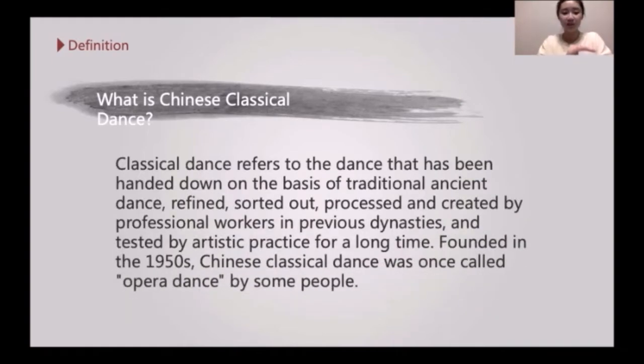So the definition here. Classical dance refers to dance that has been handed down on the basis of traditional Asian dance, refined, sorted out, processed, and created by professional workers in previous dynasties, and tested by artistic practice for a long time. Founded in the 1950s, Chinese classical dance was once called opera dance by some people. Opera dance means Peking opera. Somebody may know that, maybe not, but it's totally fine. It's one kind of traditional art form in China.